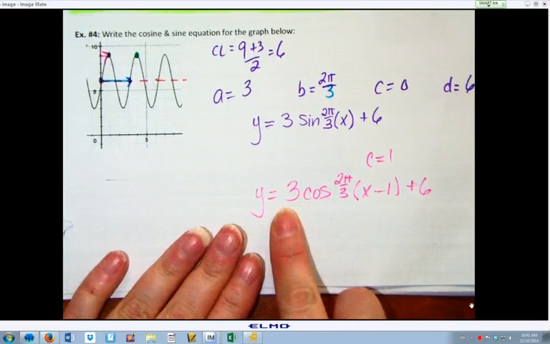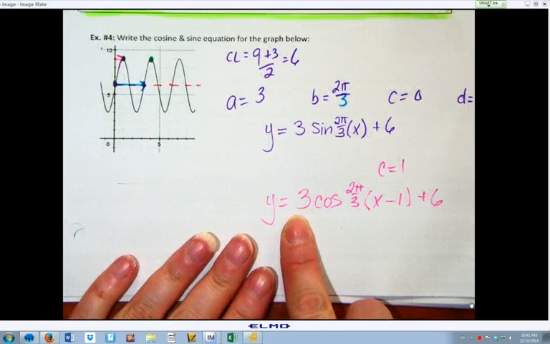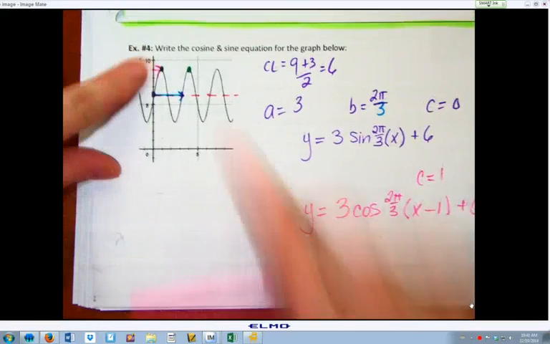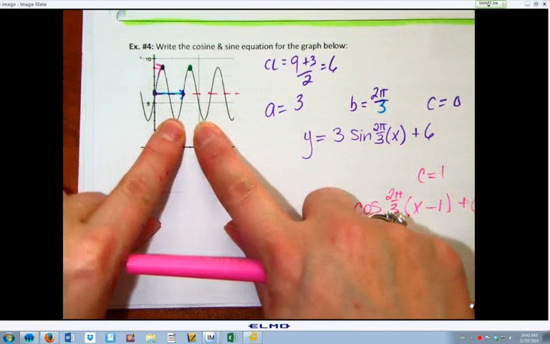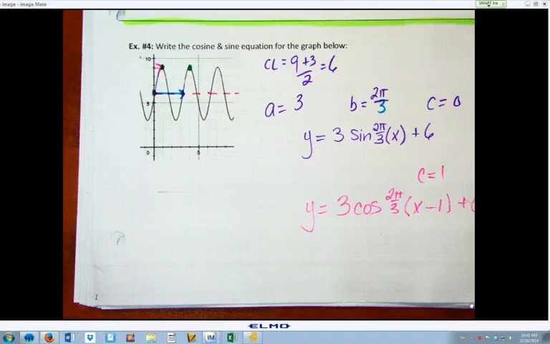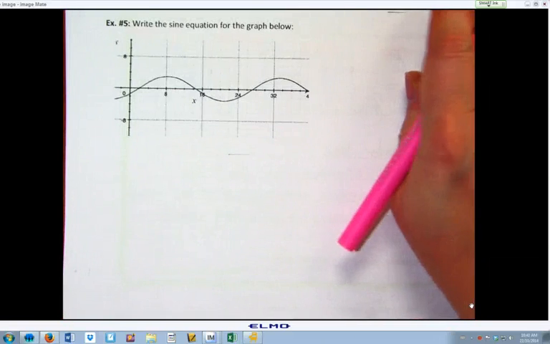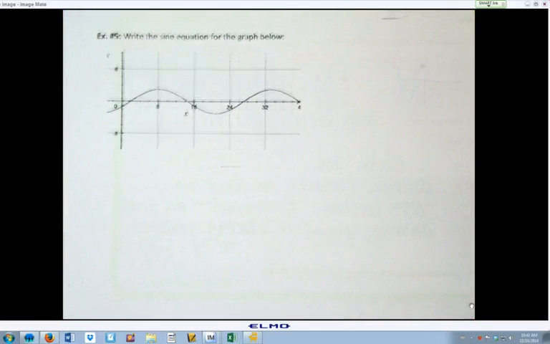Okay, isn't it negative cos? So who can explain why it's not? Because we've gone max to max. If we'd gone min to min, it would have been a negative cos. But we chose max to max. Are you ready to try one on your own? Read the directions carefully.